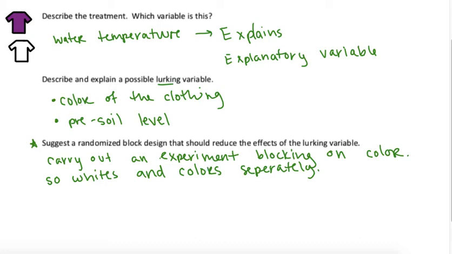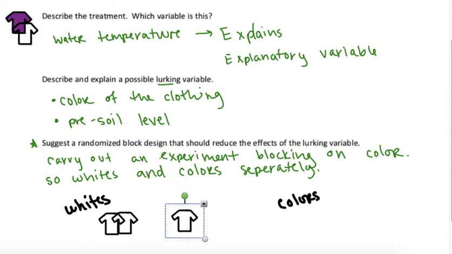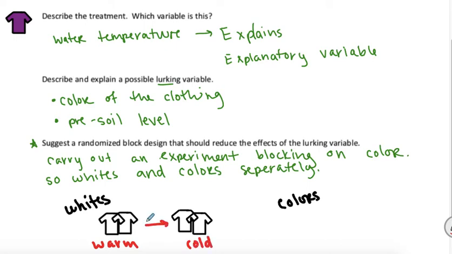But what that would look like is I would have a group for the whites here and the colors here of my clothes. And I would have, okay, I'm going to put this shirt, and I'm going to copy and paste that. Maybe I have a couple shirts here that are the whites. And I'm going to have a couple shirts over here that are also white. And this is going to go into warm water. This is going to go into cold water. And I'm going to compare these two groups. Okay? This is one experiment. I'm going to set these up just so that I can compare them.